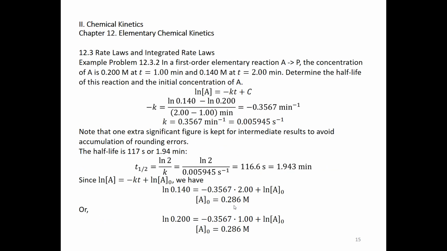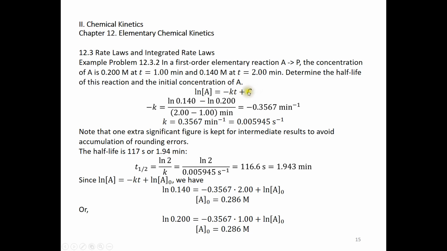Here's one numerical example problem. 12.3.2, in a first order elementary reaction from A to P, the concentration of A is 0.2 molar at 1 minute, 0.14 molar at 2 minutes. Determine the half-life of A and determine the initial concentration of A. So we're going to use this equation, alright? ln A equals negative kt plus, actually, this ln A naught.